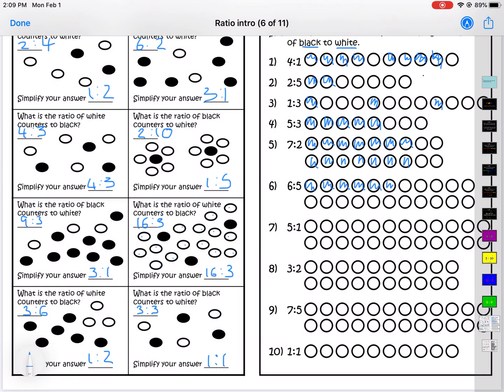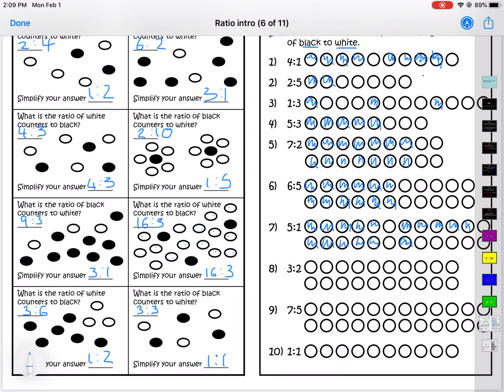So there's 6, 5 whites, 6 coloureds and 5 whites. Again, we've repeated that process a few times. 5 to 1. So 1, 2, 3, 4, 5. 1, 1, 2, 3, 4, 5. And there's a 1 just underneath the slide at the side there.